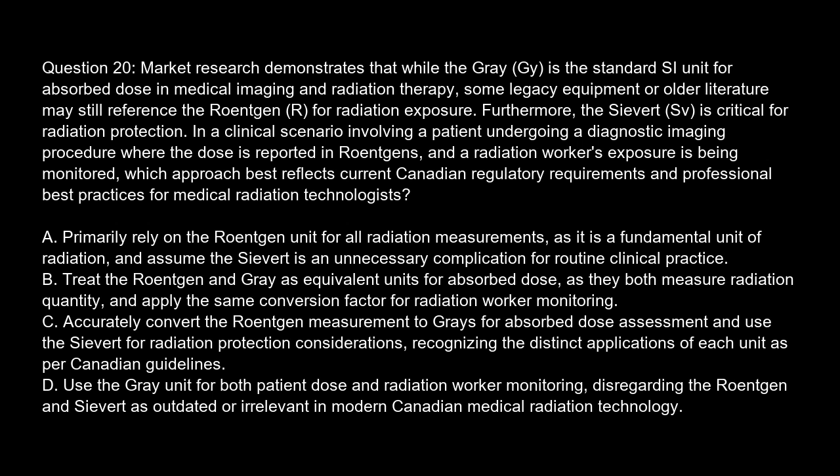Option C. Accurately convert the Roentgen measurement to Grays for absorbed dose assessment, and use the sievert for radiation protection considerations, recognizing the distinct applications of each unit as per Canadian guidelines. Option D. Use the Gray unit for both patient dose and radiation worker monitoring, disregarding the Roentgen and sievert as outdated or irrelevant in modern Canadian medical radiation technology.